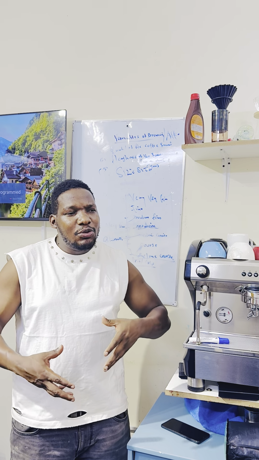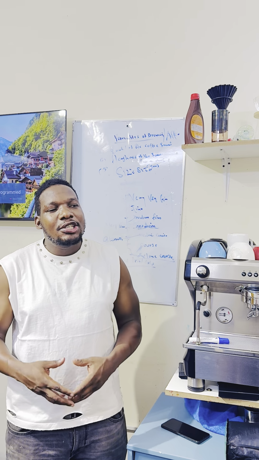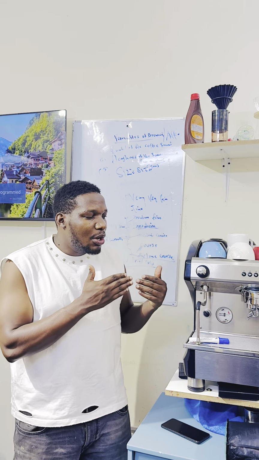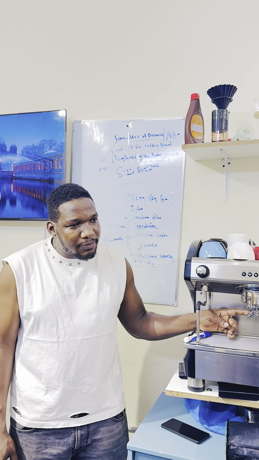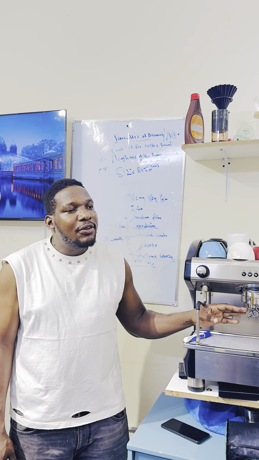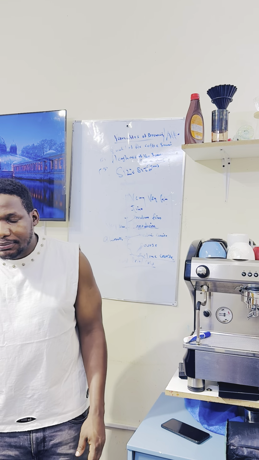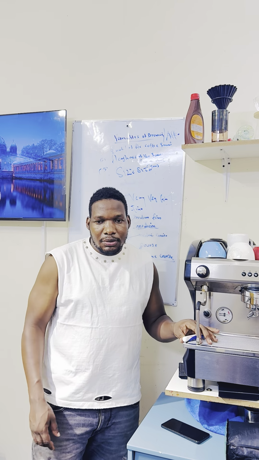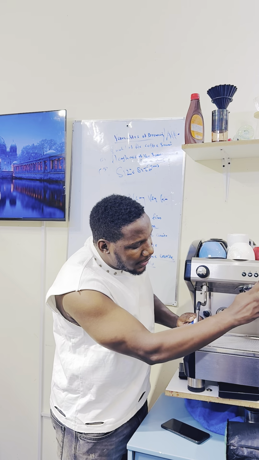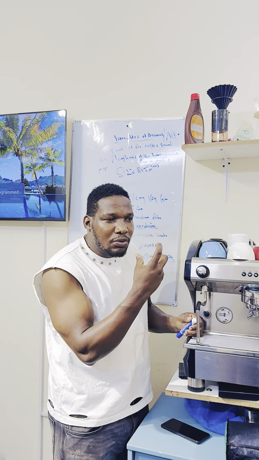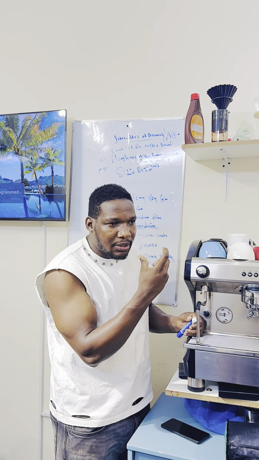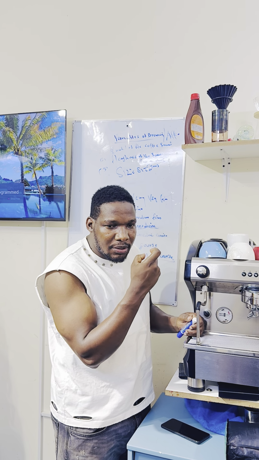Now, how do I get to know if this is fine and this is coarse when it comes to an espresso machine? What we always monitor, it is the extraction time as well as the flow rate. When I say flow rate, yeah, it is the speed at which water passes into your coffee pot. You get me?